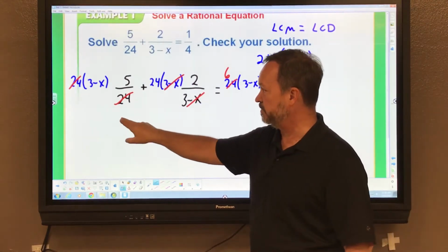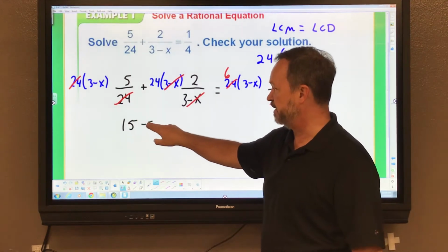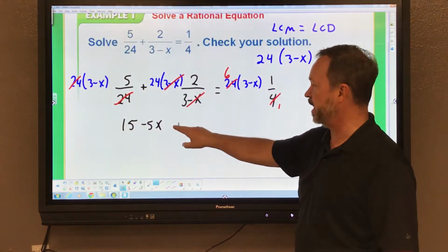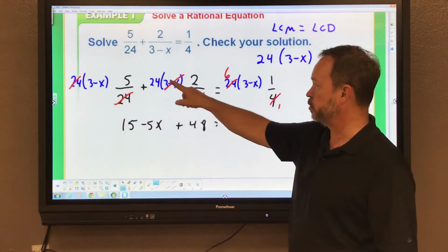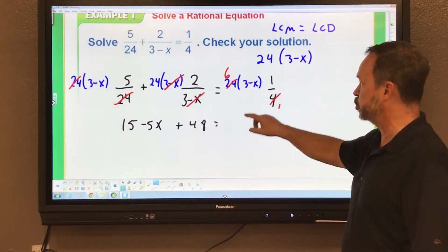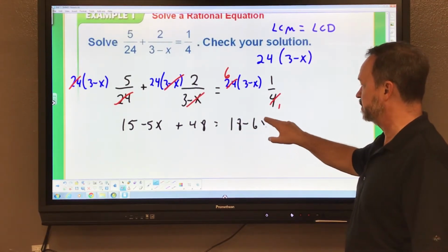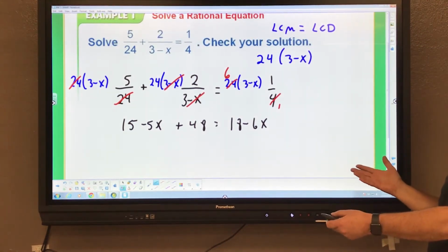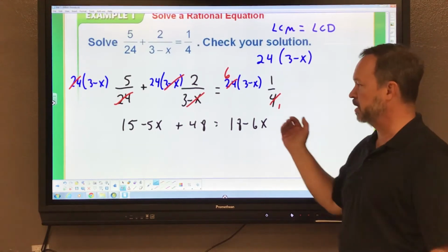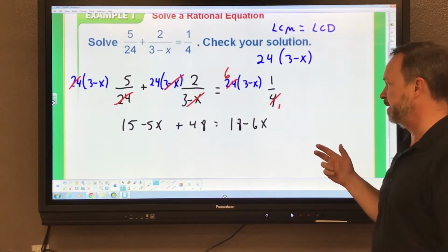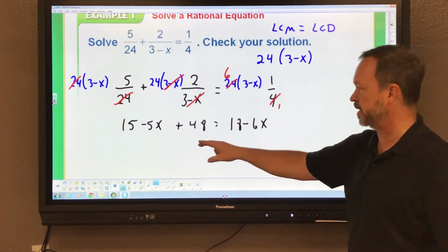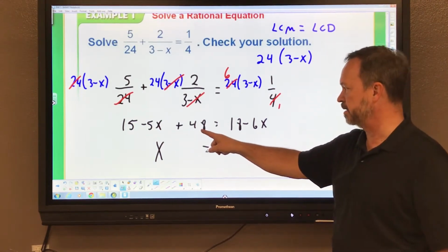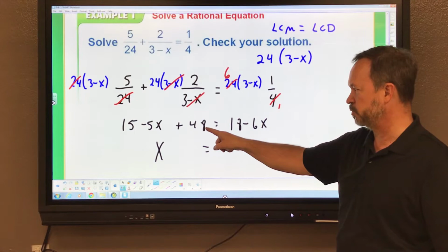So that's going to be 15 minus 5x, because I've got to do the distributive property with the 5 and the binomial. Here, all I've got is a 48, 24 times the 2. And here, I've got 6 distributed, so it's 18 minus 6x. Normally, this is a linear equation. We have no squares or anything like that. So normally, we get the letters on the left, the numbers on the right. So let's see if we can do that. If I take the 6x over there, it'd be a plus 6x. And I've got 15 and 48, which is 63.